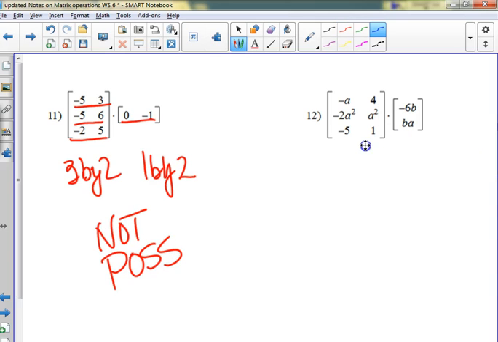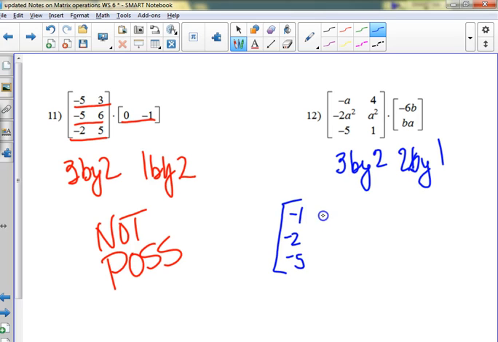All right, what about this one over here? This is a 3 by 2 times a 2 by 1. Okay, can we not do this though? I vote we just skip this one. If you want, no, it's not on the test. You know what? Let's do this. Wait a minute. Let's do this just for practice.